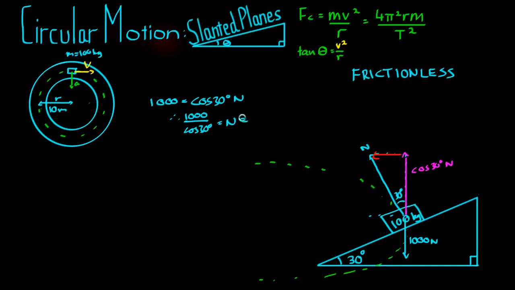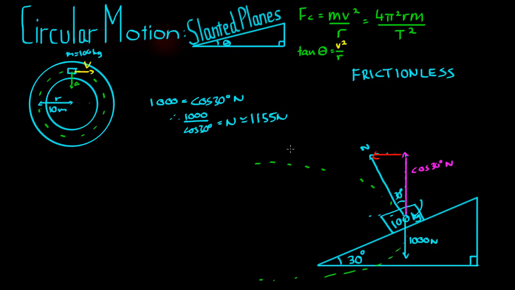And normal is about 1,155 newtons. So we know what our normal force has to be to make sure there's no net force vertically, to make sure the rider is neither sliding down nor up the plane. It's 1,155 newtons.